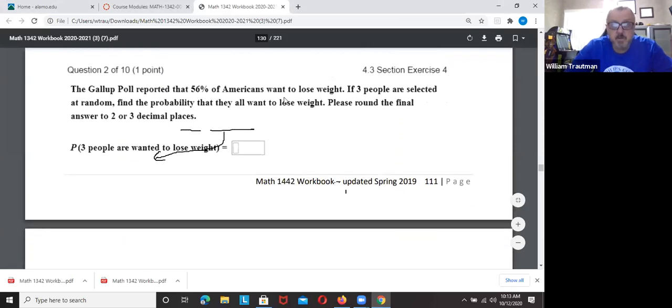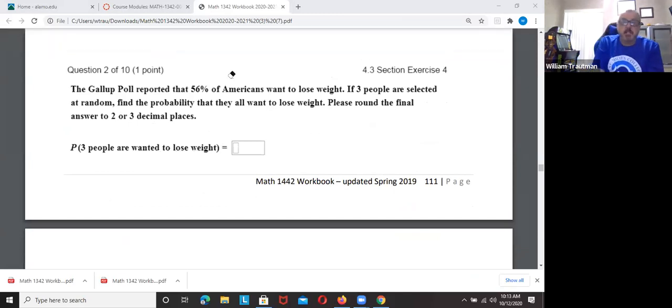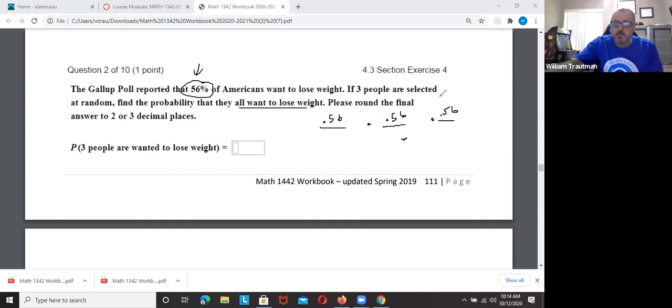All righty. So I think we did something similar to this. 56% of Americans want to lose weight. If 3 people are selected, here's 3 people. I always put 3 blank spots when I talk about how many people. Find the probability that they all want to lose weight. Well, if 56% of Americans want to lose weight, then this person is 56%, 56% and 56%. And then just multiply those together. You can also hit 0.56 raised to the 3rd power.